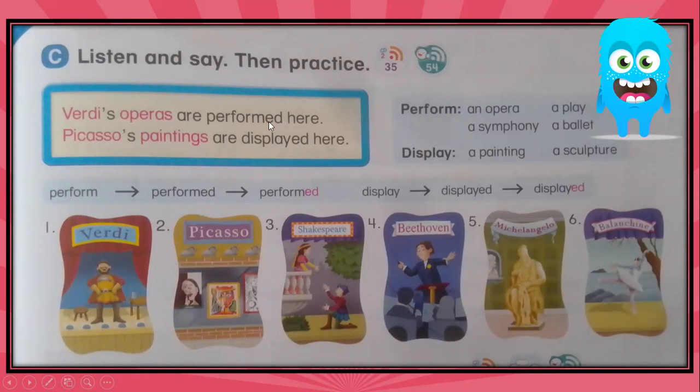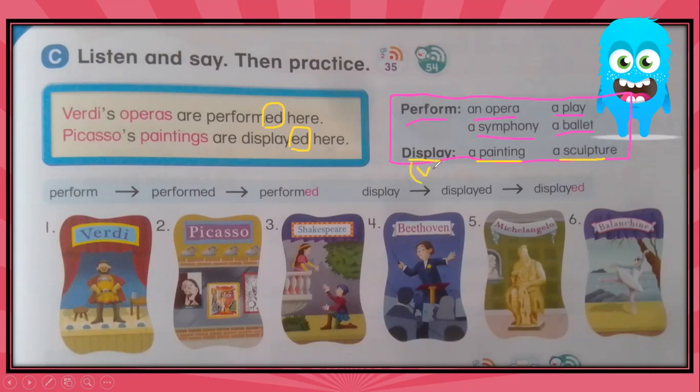So look here, it says listen and say, then practice. Well, this activity is completely easy. First, you will see this box about the explanation that I gave you. So perform, you will use with an opera, a symphony, a ballet, oh sorry, a play and a ballet. I don't know what happened today with me, sorry. Now, here we have the other verb, displayed, that is used with a painting and a sculpture. So now, you will see the word performed ends with ed. The word displayed ends with ed. So yes, those are verbs.